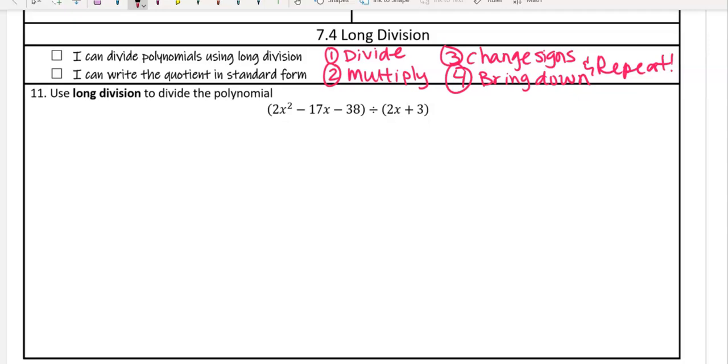All right, so first let's go ahead and set up our problem with the 2x plus 3 being on the outside. And on the inside, let's double check, do we need placeholders? Well, we have x to the 2, we have x, and our constant. No placeholder needed.